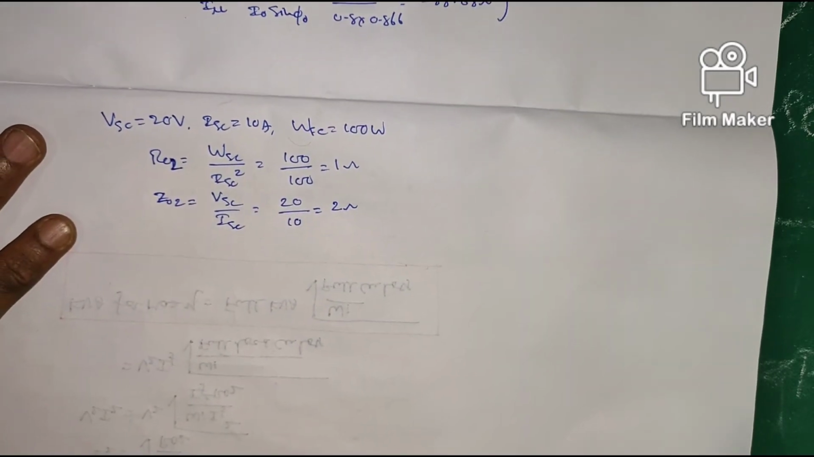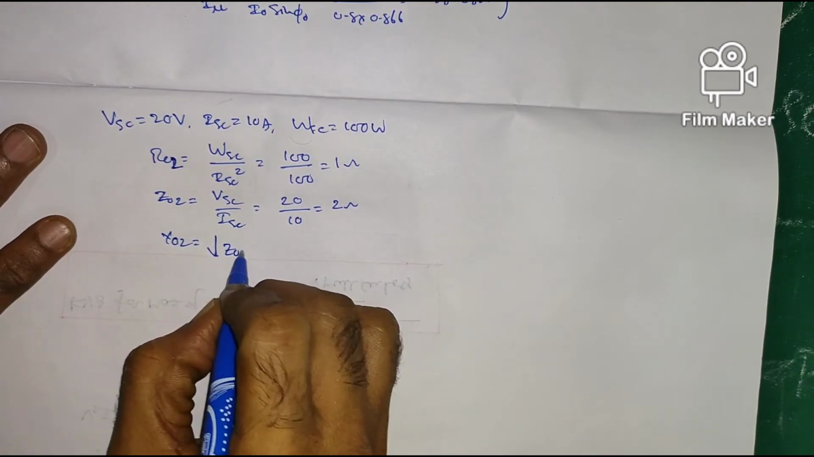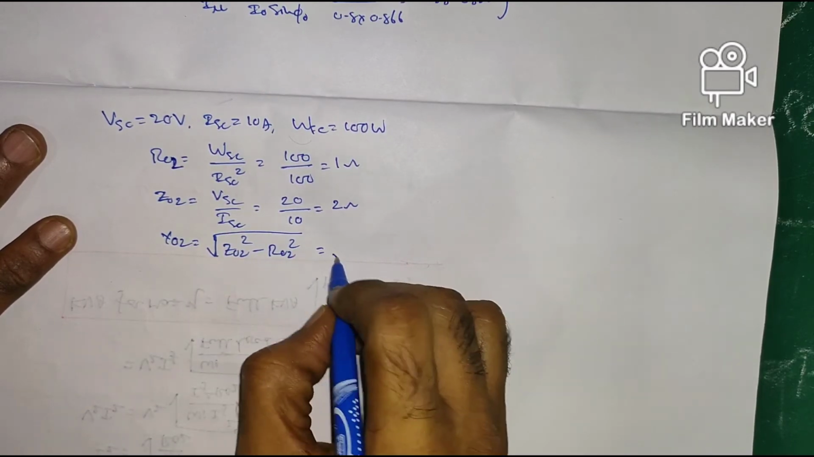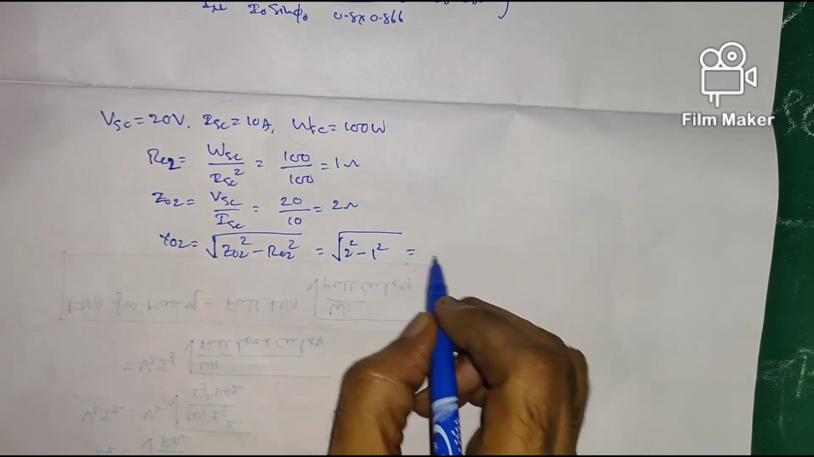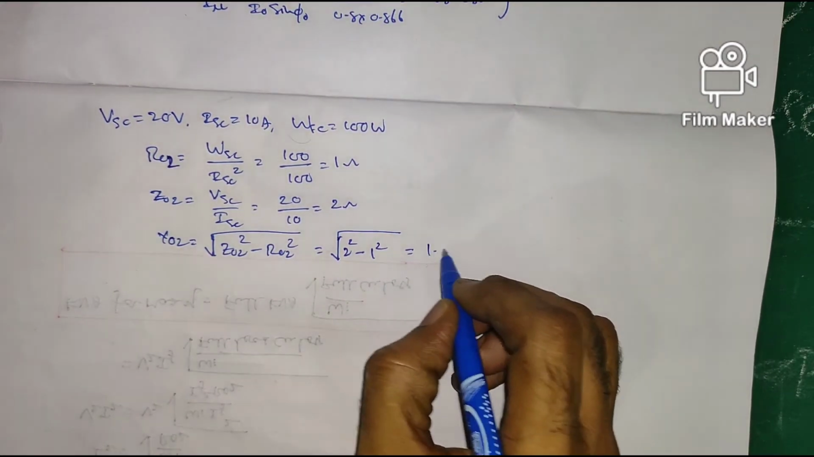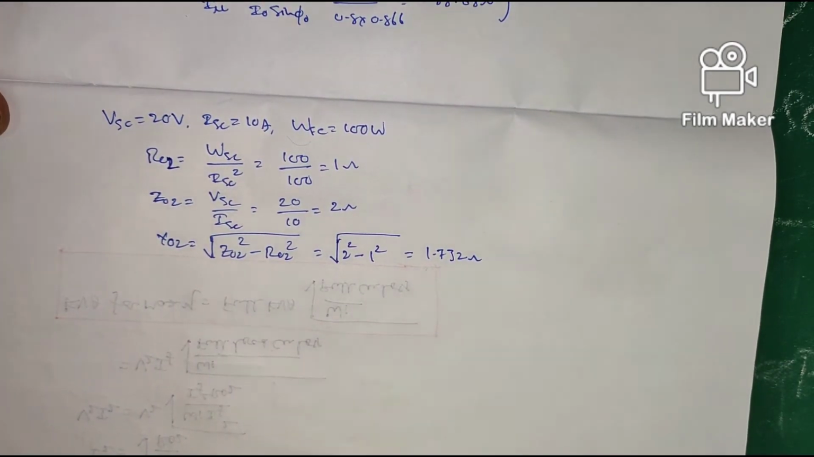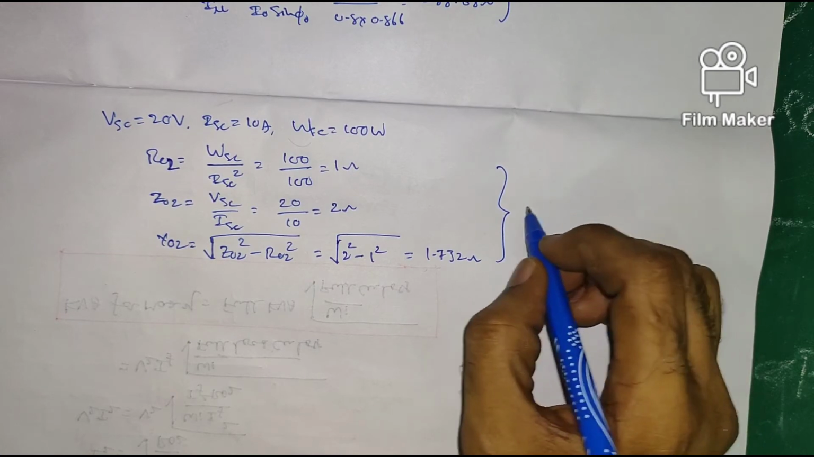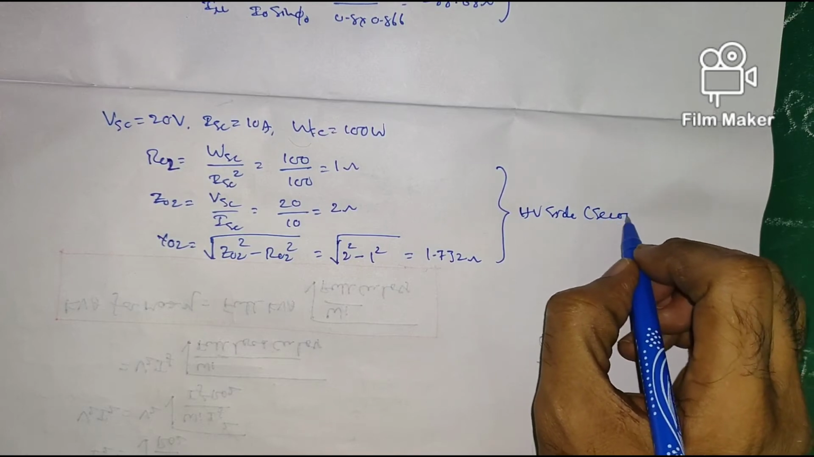Once we are aware of R02 and Z02, you can find out the value of X02, which is equal to square root of Z02 square minus R02 square. That is equal to square root of 2 square minus 1 square. That is equal to 1.732 ohms. Here the important point to note is this R02 and X02, these two are referred to HV side, which is the secondary one.